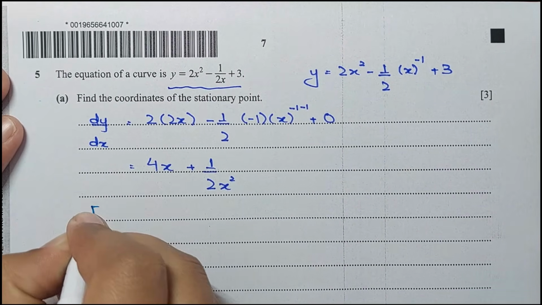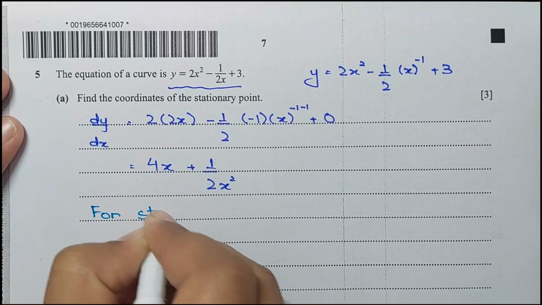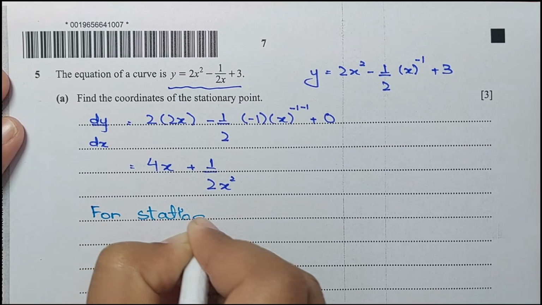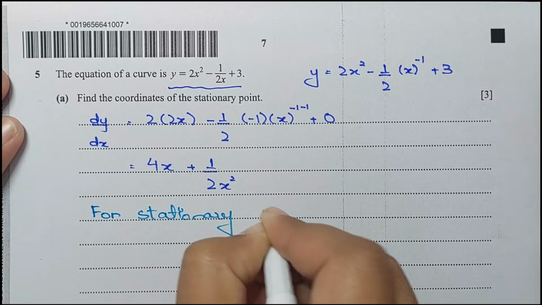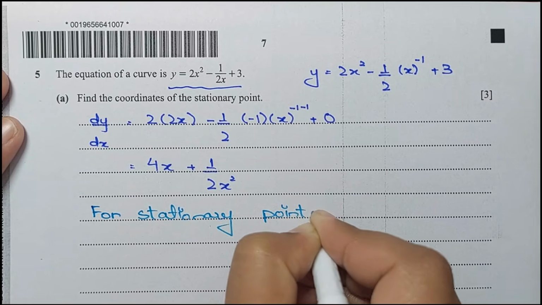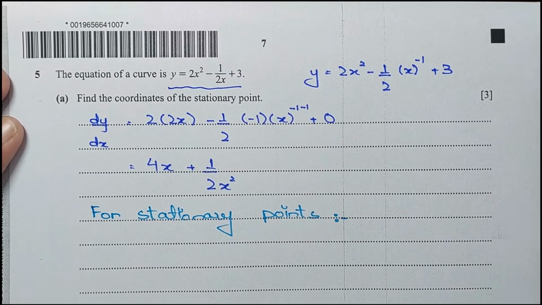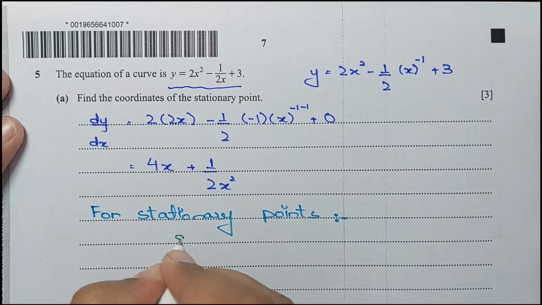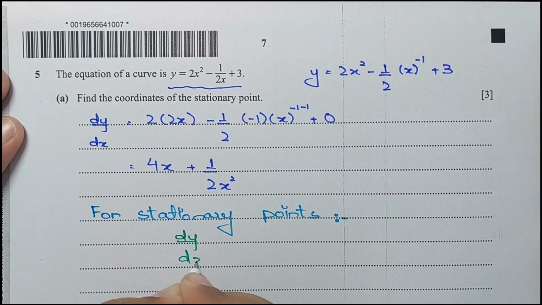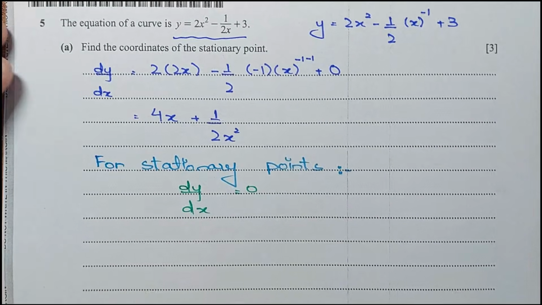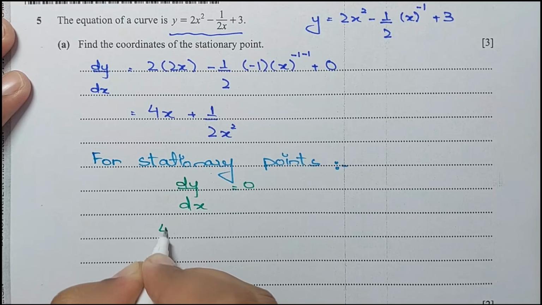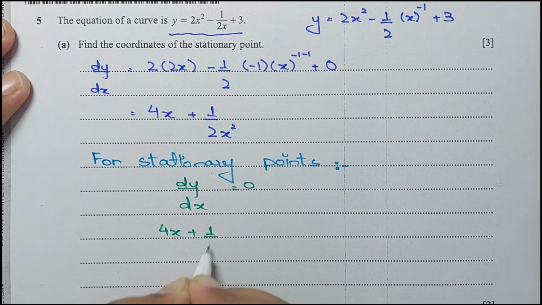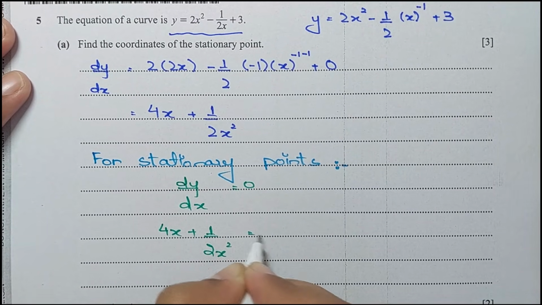Now, for stationary points, the first derivative equals 0. dy over dx should equal 0. When the first derivative equals 0, it means 4x plus 1 over 2x squared equals 0.